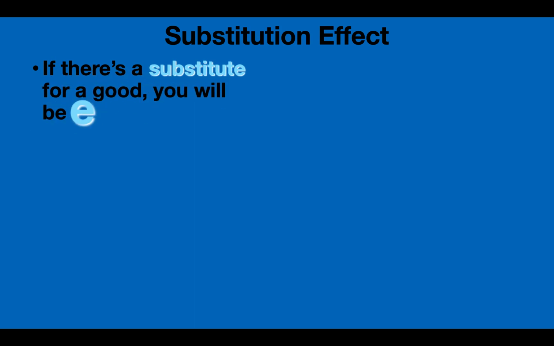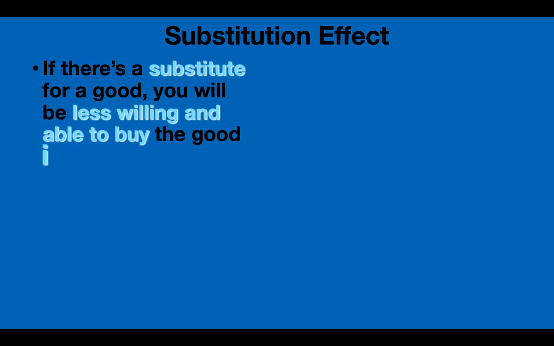The next one is called the substitution effect. To substitute something essentially means to replace one like thing with something else. So if there is a substitute for a good, you, generally speaking, are going to be less willing and able to buy the good if the substitute is cheaper.